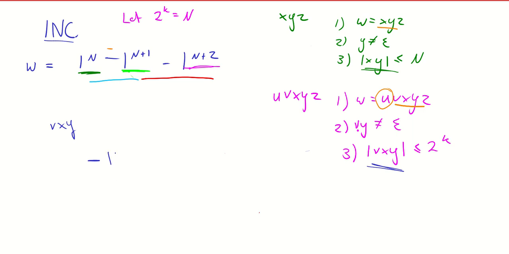Well, it would be 1 to the n minus 1. Why is this? Well, it's because our vxy has to be less than or equal to 2 to the k, and we've defined 2 to the k to be equal to n. So that means the length of our vxy can have at most n things in it. That dash counts for one thing, so that means we can have at most n minus 1 remaining things.